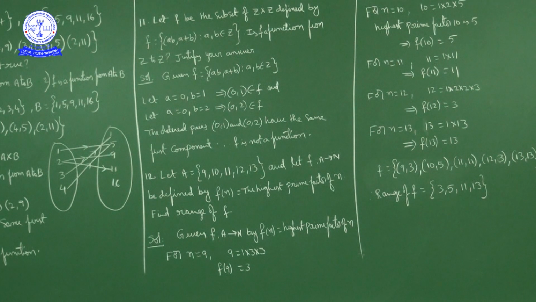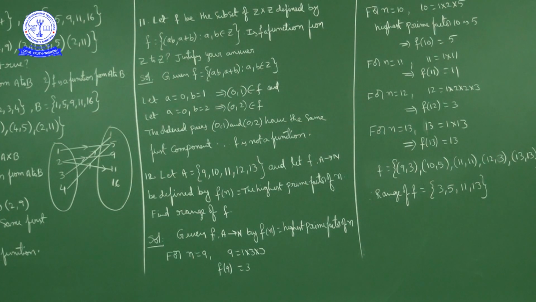Now 11 itself is a prime number, so we write 11 as 1 into 11. The highest prime factor of 11 is 11 itself, so F of 11 is equal to 11. For n equal to 12, the prime factorization is 1 into 2 into 2 into 3. The highest prime factor here is 3, so F of 12 is equal to 3.